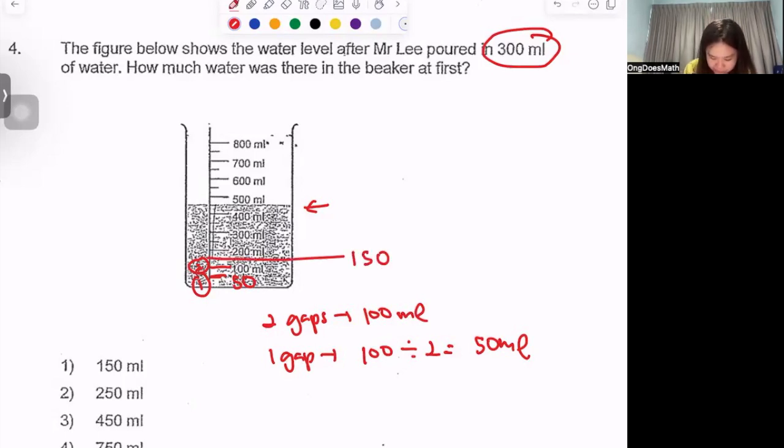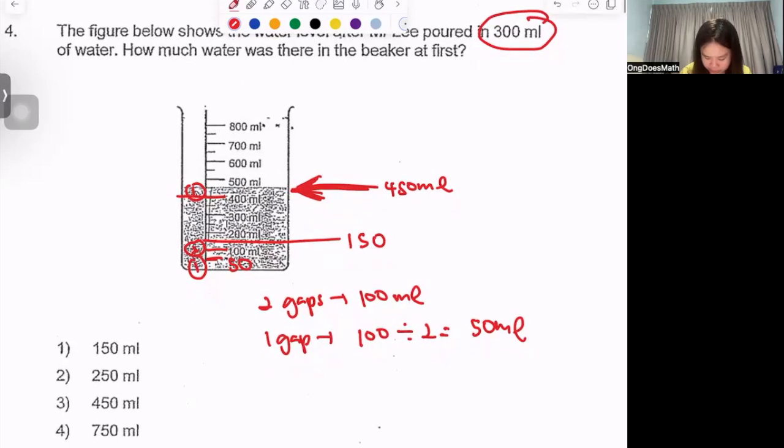So if we are finding for this guy over here, which is what we wanted, this will be 450 ml. Because what you do is you just take this 400 plus this 1 gap, so it will give you 450 ml. So how much water was there in the beaker at first? You just have to take what's in the end, subtract what was added, and that should give you 150 ml. So answer is option 1.